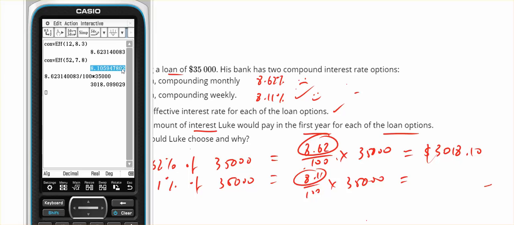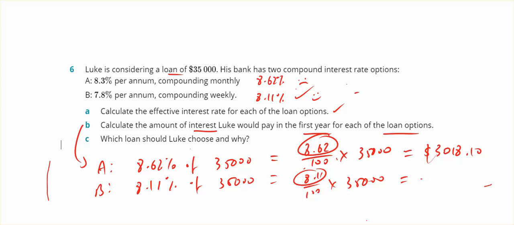So for the second part, you do the same thing. You go that divided by 100 times 35,000. 2,837 and 8 cents.